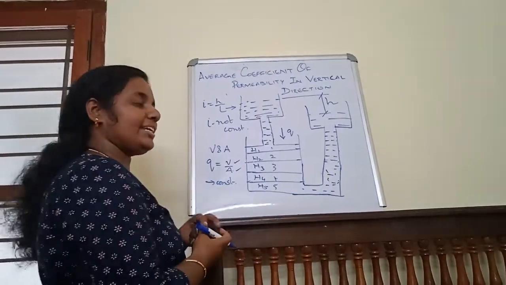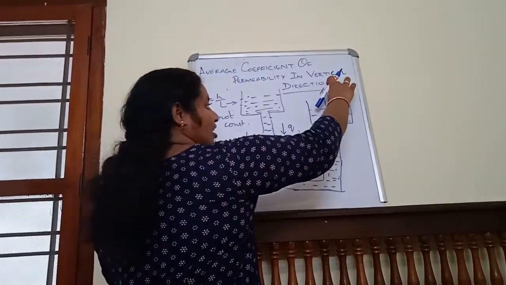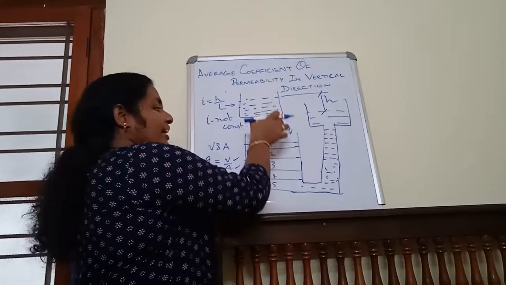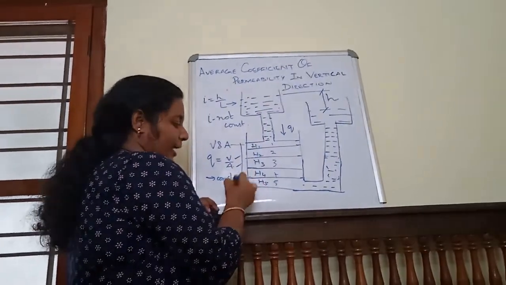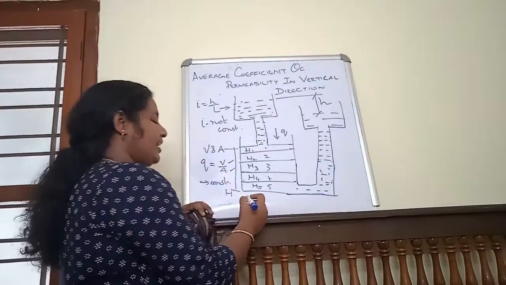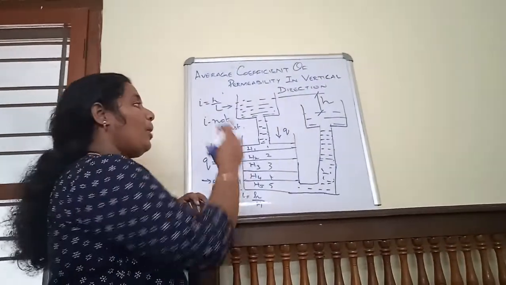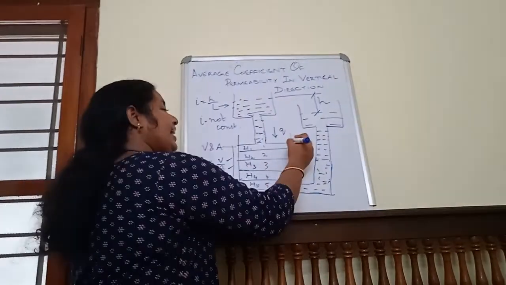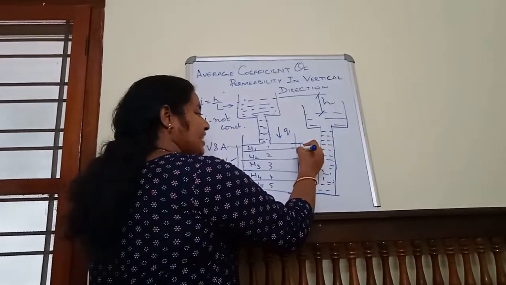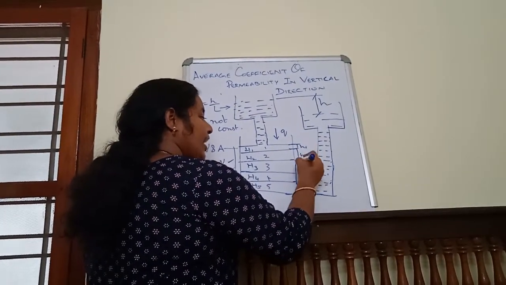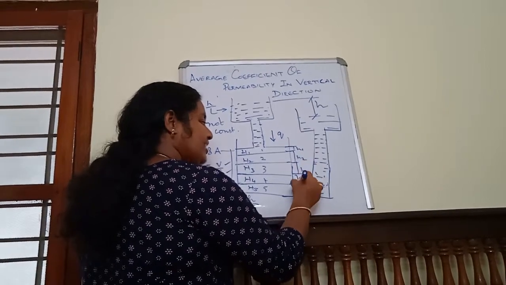pressure loss in the direction of flow. So this total head loss is H, and it is divided among the entire height. So the total average hydraulic gradient is i is equal to h by capital H. But each layer will have head loss h1, h2, h3, h4 and so on.